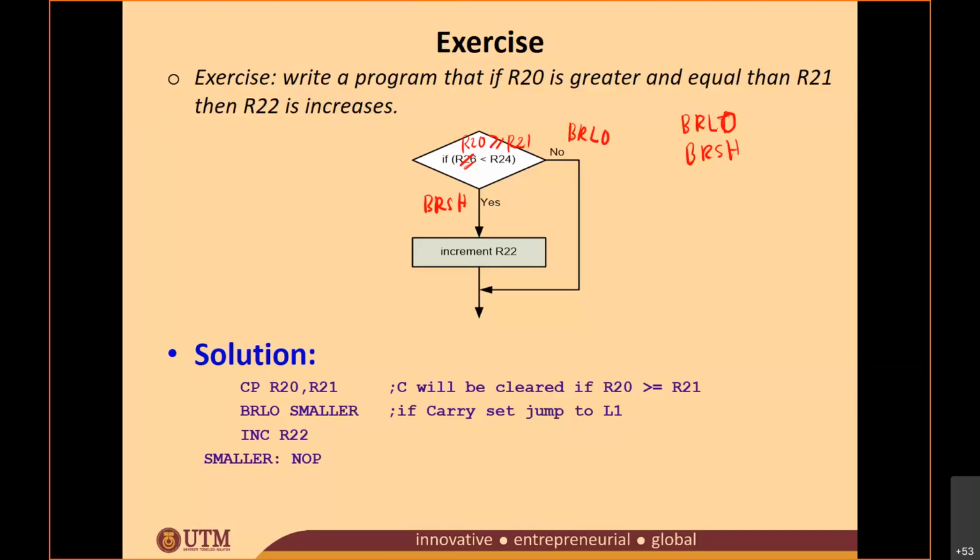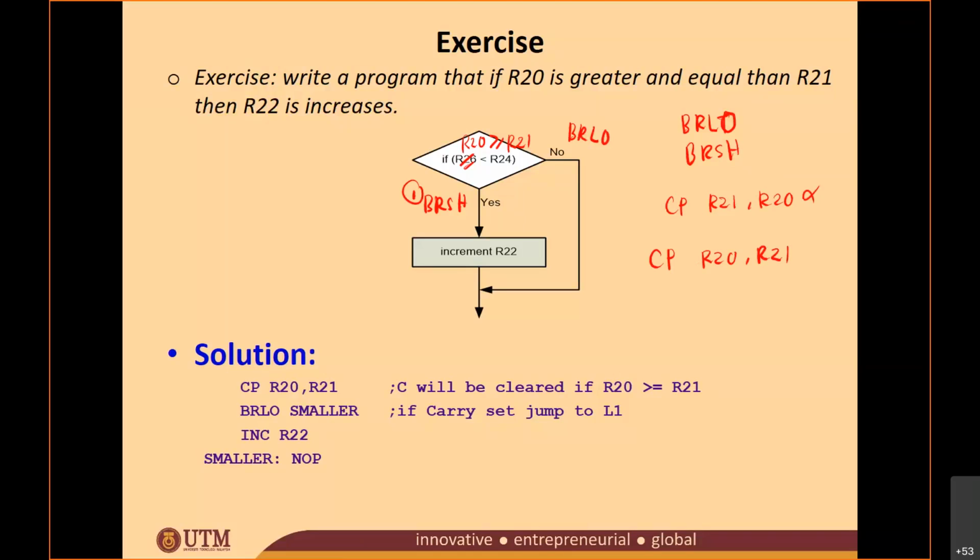Okay, for example, if I opt to use the BRSH, what is my solution here? First you need to compare R20 with R21 by using the CPR. Don't put CPR21 R20, this one is wrong. If you put CPR21 with R20, this is wrong, because you want to compare R20 with R21. Is R20 bigger or smaller?